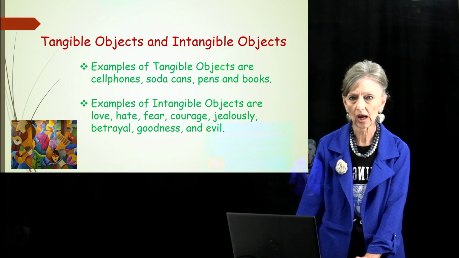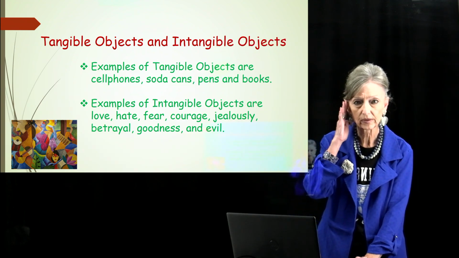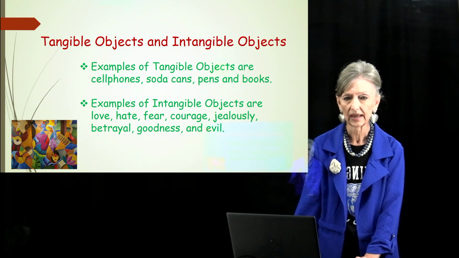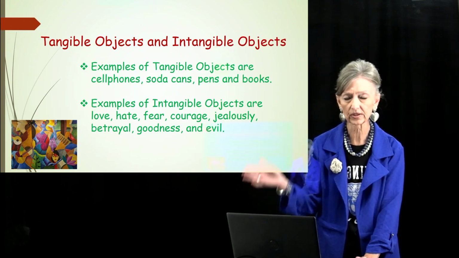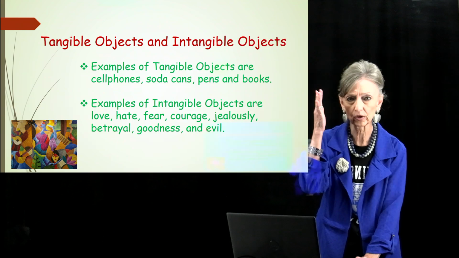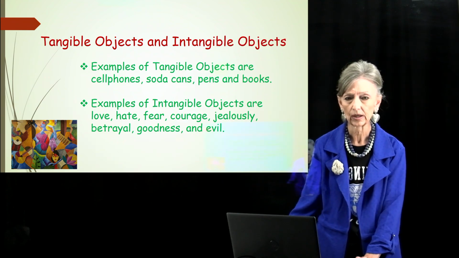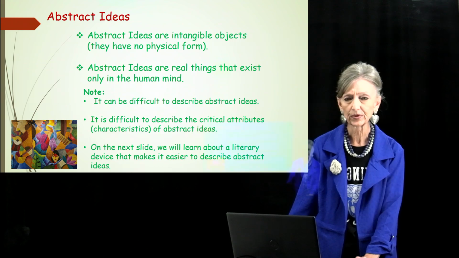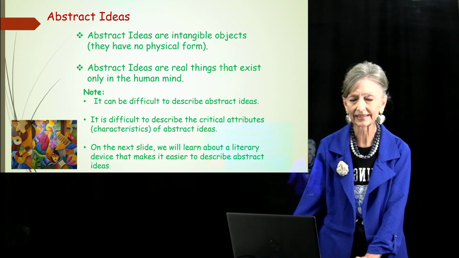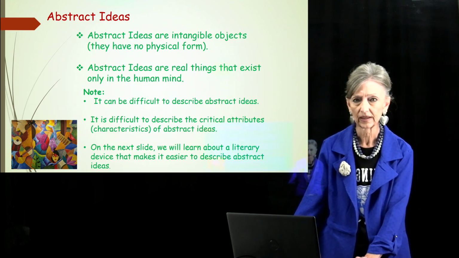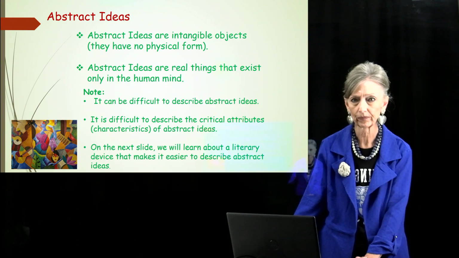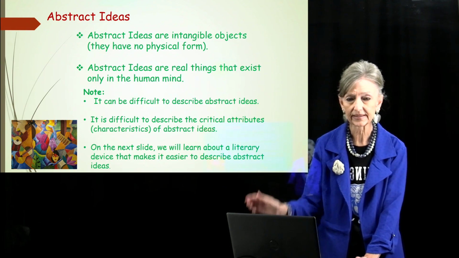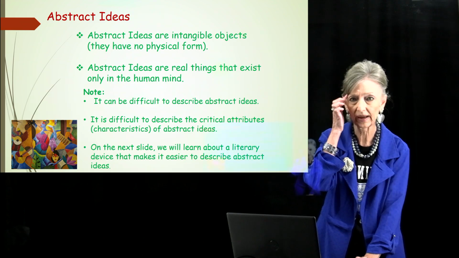Examples of tangible objects are cell phones, soda cans, pens, and books. Examples of intangible objects are love, hate, fear, courage, jealousy, betrayal, goodness, and evil. Abstract ideas are intangible objects. They have no physical form. Abstract ideas are real things, but they exist only in the human mind.